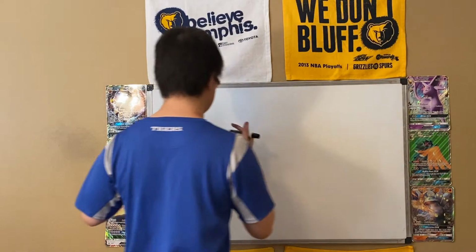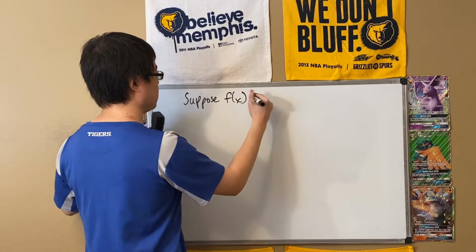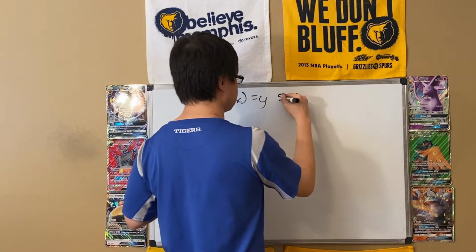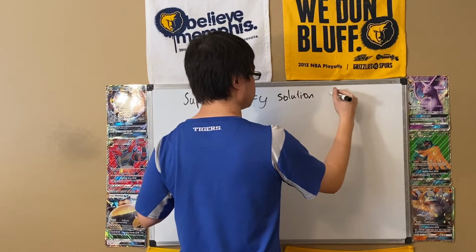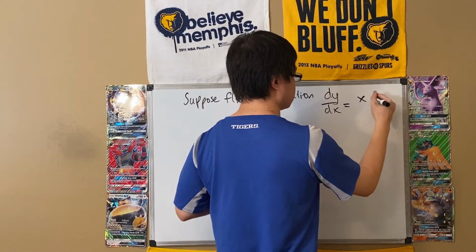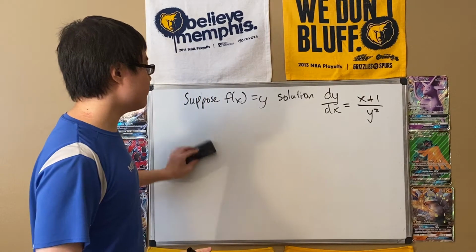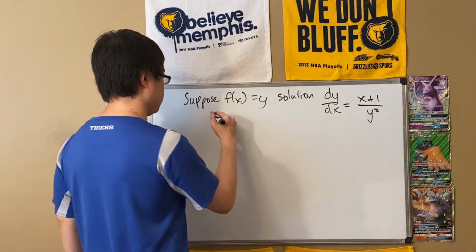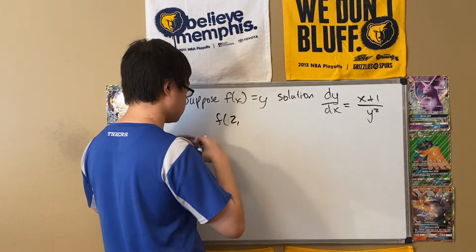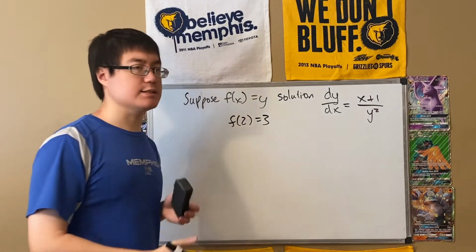So suppose f of x equals y is the solution to some differential equation. Let's write dy dx is equal to, let's say, x plus 1 over y squared. Finally, we have a point f of 2 equals 3. Just like usual, we'll have an initial point, and in this case, this is the initial point.